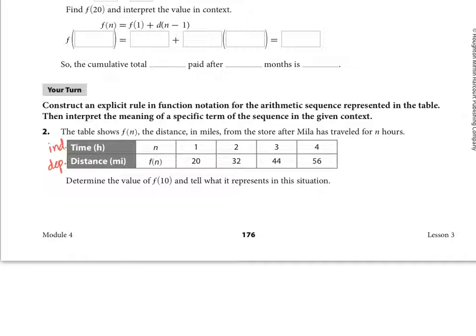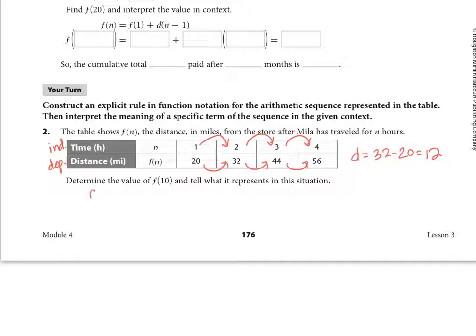So let's write our explicit rule for this sequence, for this function. So we can see that our time is going by ones, right? So they are consecutive terms. Our terms are 20, 32, 44, and 56. So I know that my common difference is just taking any term and subtracting the previous one. And when I do that, I'm going to get 12.